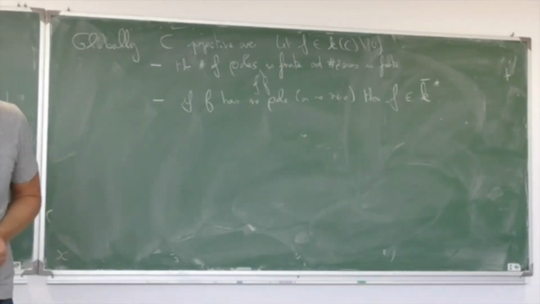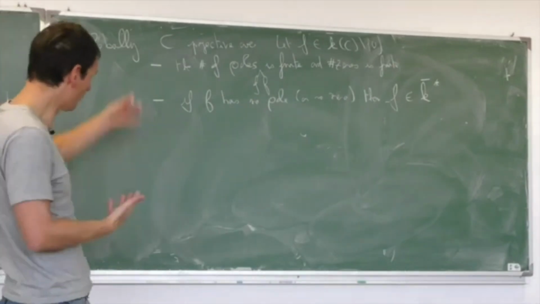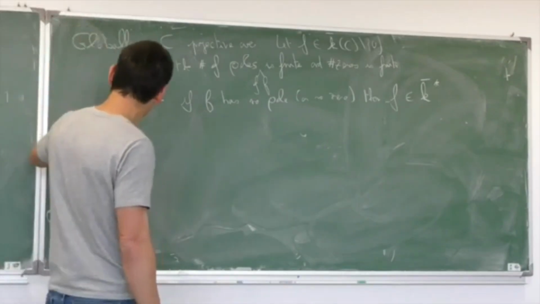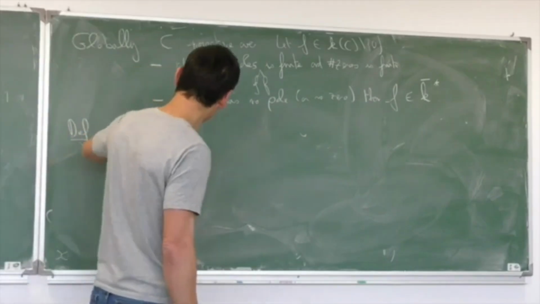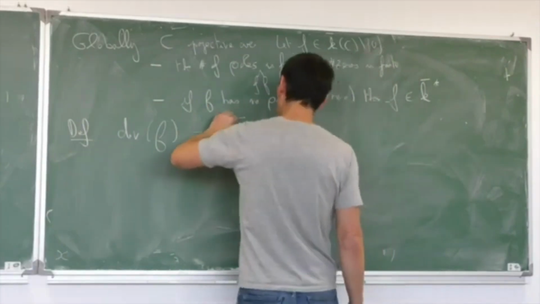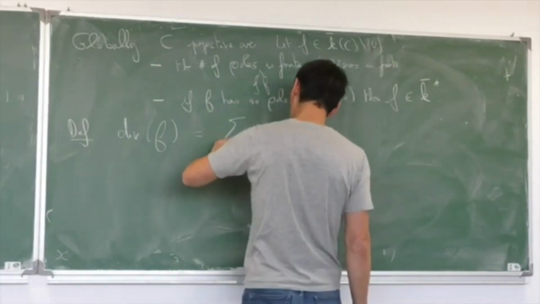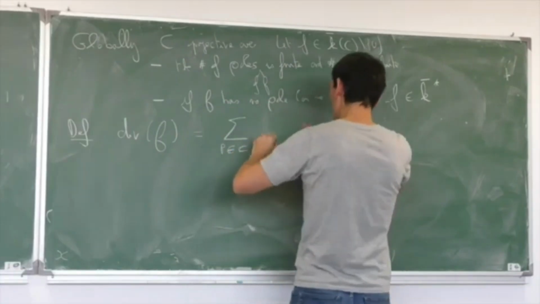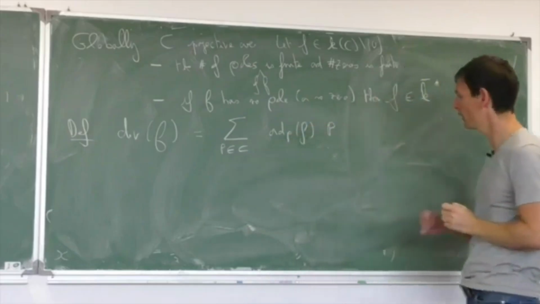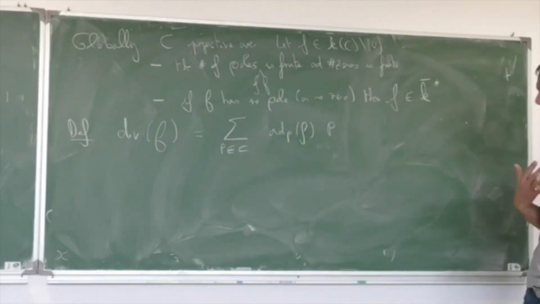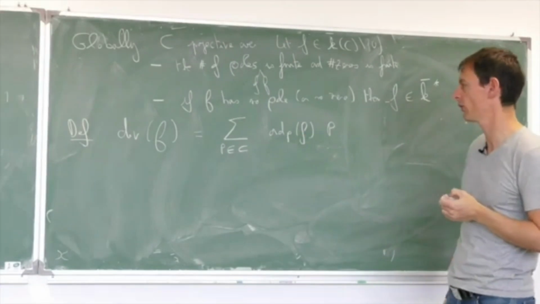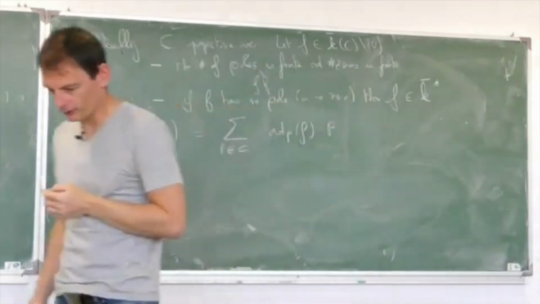And so thanks to this, now that we have a finite number of things, we can define what we call the divisor of a function. It's just a way to put all this information together. It's a formal sum over all the points P of the curve, where you put the order at P of F times the point P. And this formal sum is really finite, because the order is not going to be 0 only for a finite number of points on the curve. So this is a divisor.